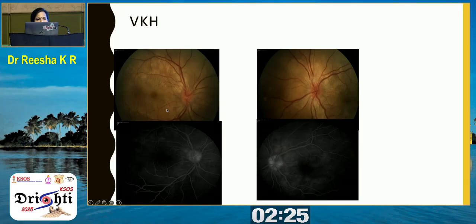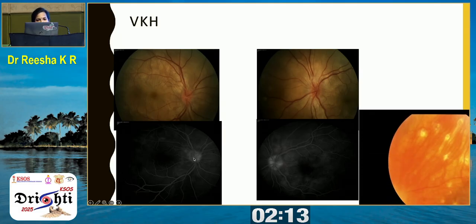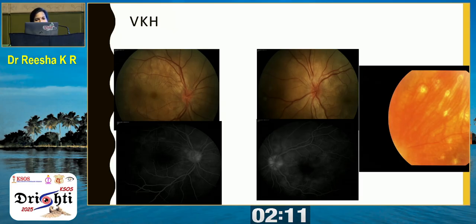Again, multiple yellow lesions with fluid detachments. These are all VKH exudative RDs, multiple exudative RDs. FFA shows disc edema and fluid detachments. In late stages of VKH, these yellow spots known as Dalen-Fuchs nodules appear. These are all sub-RPE deposits.